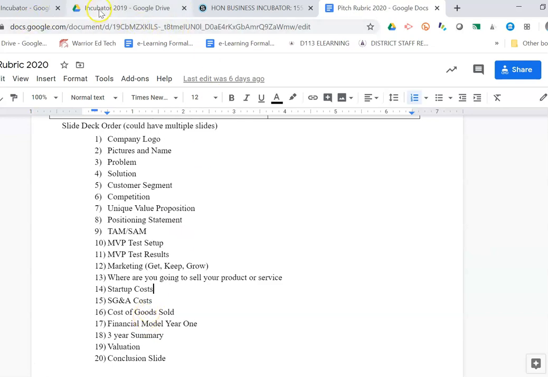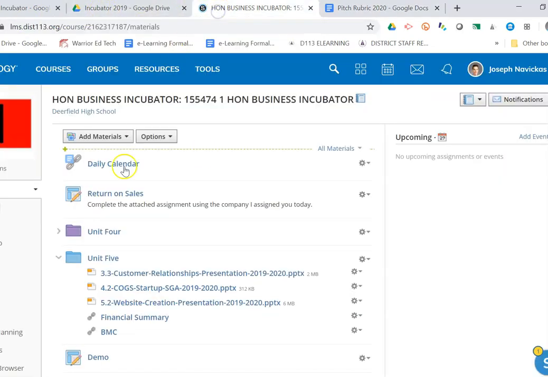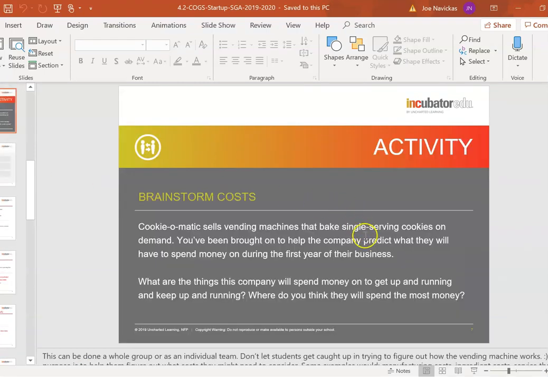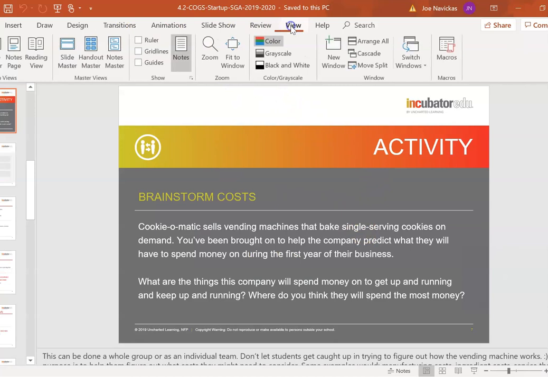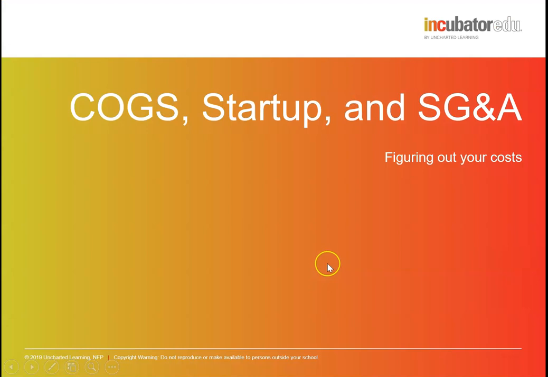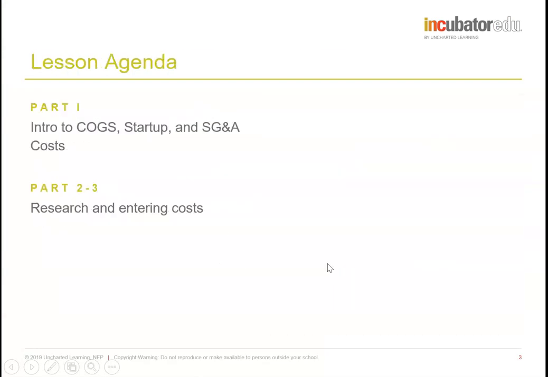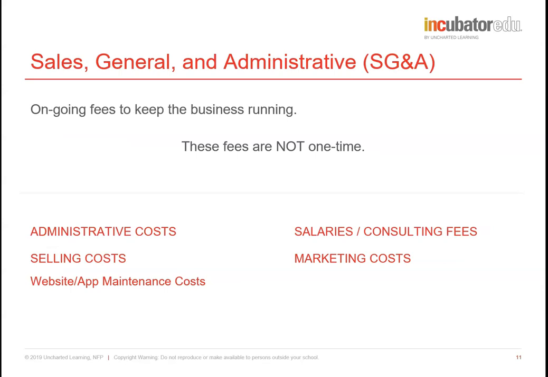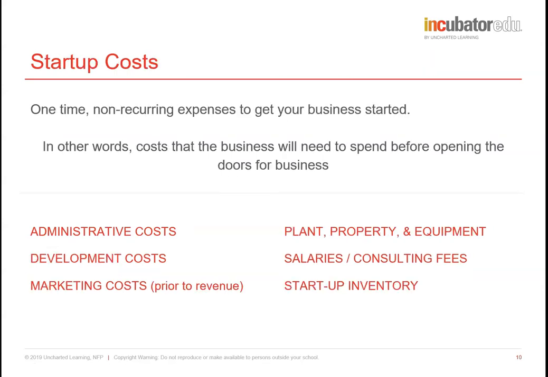All right. So what you want to do is go back to the incubator in Schoology, into your folder, and review the cost of goods, startup, SG&A document again. I'm going to pull this one up now, and preview it and show it to you here. This goes over your 3 cost buckets. When you make your slides, you're going to have your 3 different types of costs. And I think the first one I have in the slide deck order is startup costs.